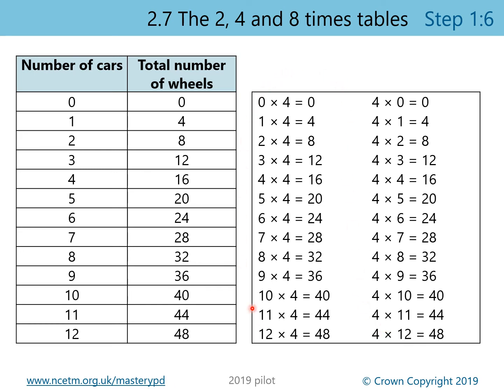You can see over here that there is a table that shows the 4 times table. So let's quickly have a go at saying that together. 0 times 4 is 0. 1 times 4 is 4. 2 times 4 is 8. 3 times 4 is 12. 4 times 4 is 16. 5 times 4 is 20. 6 times 4 is 24. 7 times 4 is 28. 8 times 4 is 32. 9 times 4 is 36. 10 times 4 is 40. 11 times 4 is 44. And 12 times 4 is 48.